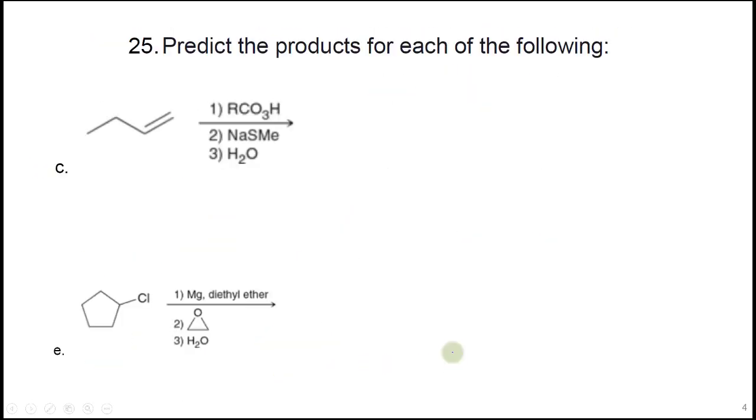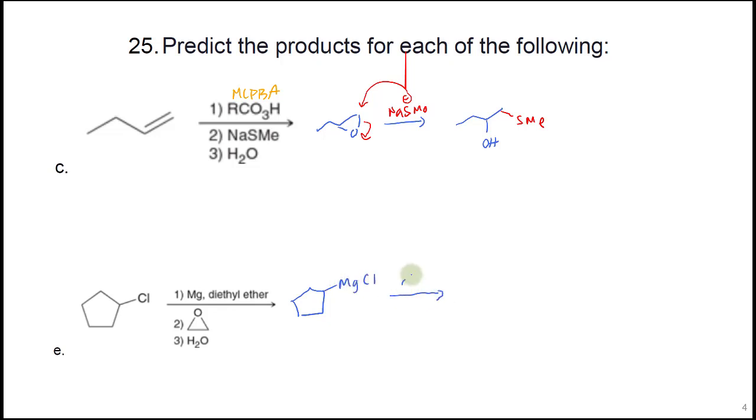All right, here we're predicting products. The RCO3H is that reagent, just like MCPBA, that will make my epoxide. And NaSCH3 is going to attack at the less substituted side. So I'll get an OH here, add the SCH3 here, and that water is just part of the workup. For this second reagent here, we're going to make a Grignard first, which can then attack the epoxide, followed by water.